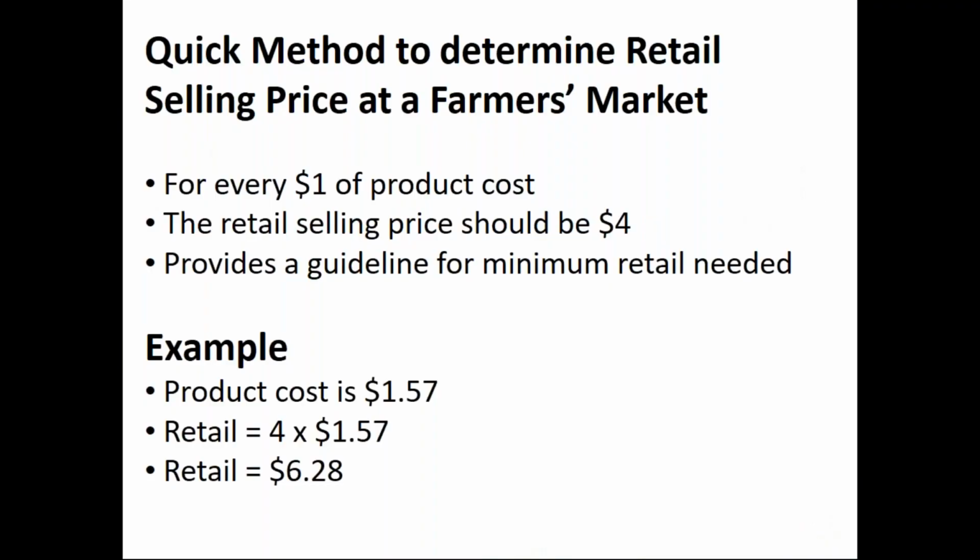Alrighty, so in terms of a quick method, I'm going to use something called a factor or a multiplier. And really, it's a really simple formula. For every $1 of your product cost, the retail selling price should be 4 times that. So as an example, if your product costs $1.57, we'll get into the details of how to figure out that cost in a moment, your retail will be 4 times $1.57 or $6.28.